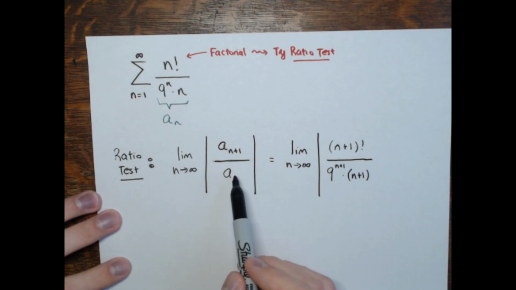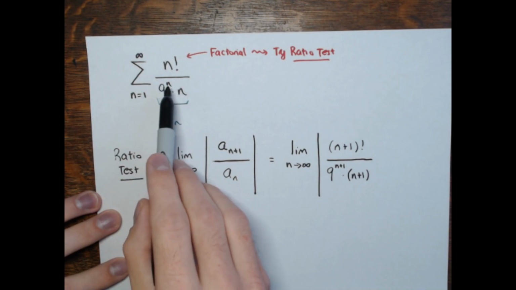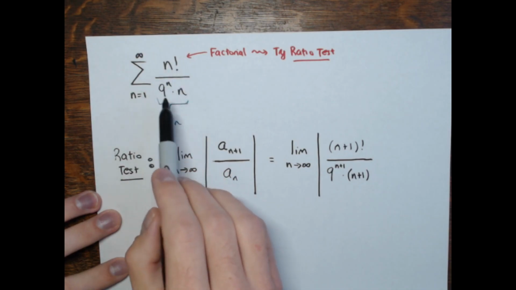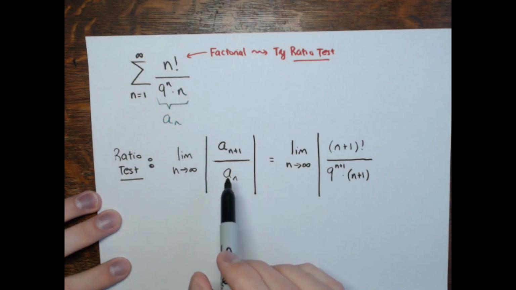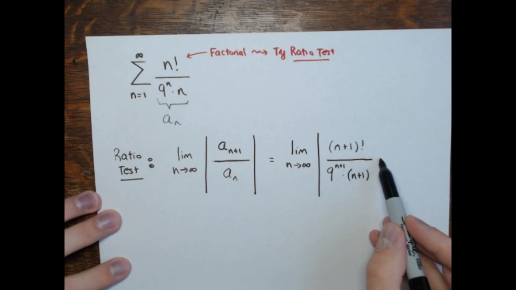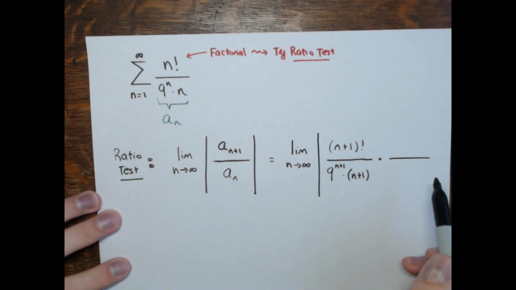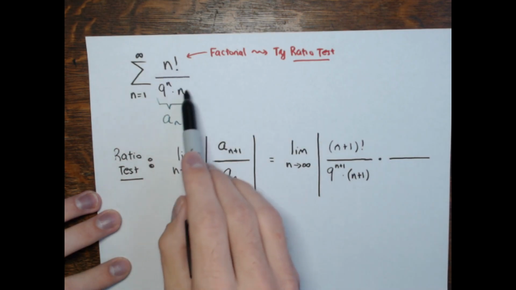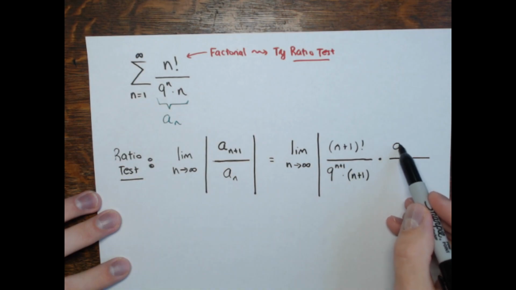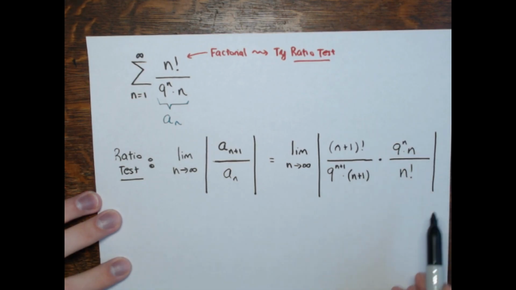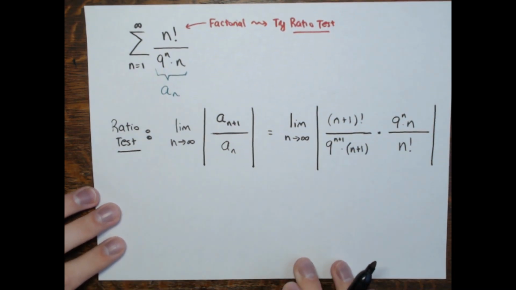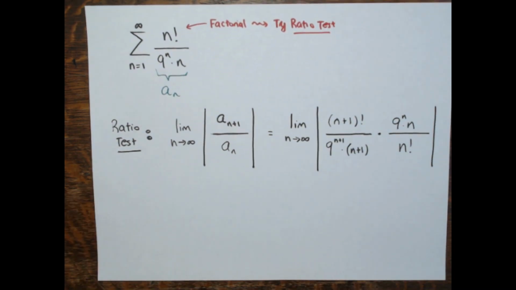Then dividing by a sub n is dividing by this. Instead of writing division by a fraction, dividing by a sub n is the same thing as multiplying by its reciprocal. So dividing by this is multiplying by the reciprocal of this. So we have times 9 to the n times n over n factorial. Close the absolute values. I've got a lot of simplification going on here.